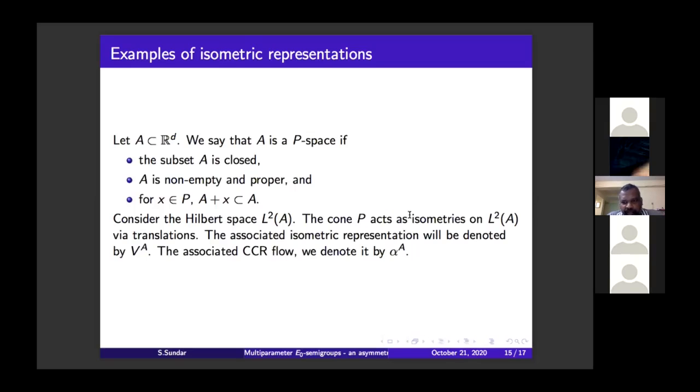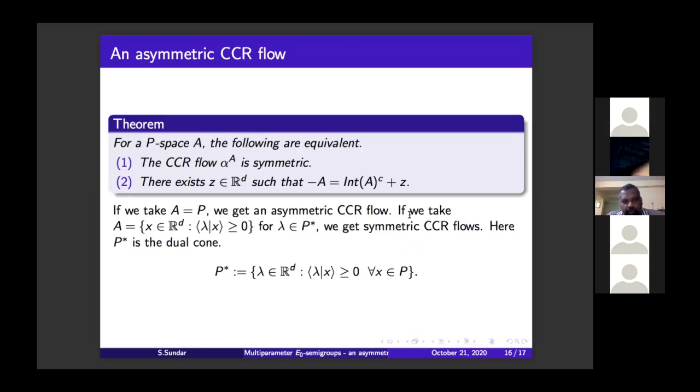So here is the final theorem. For a P space, the following are equivalent. The CCR flow alpha A is symmetric, which means the isometric representations VA and VA opposite are equivalent. That happens only if minus interior A complement and A are translates of each other.